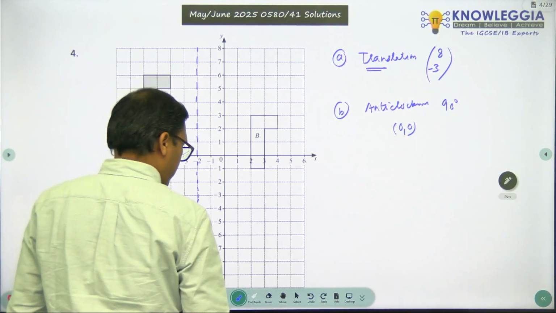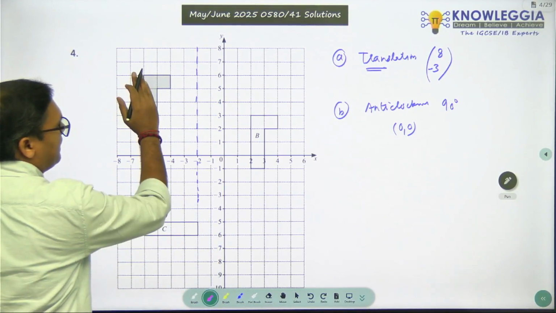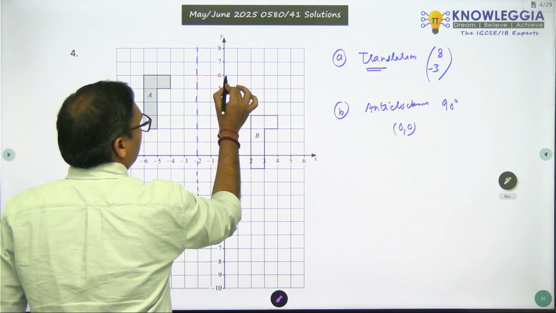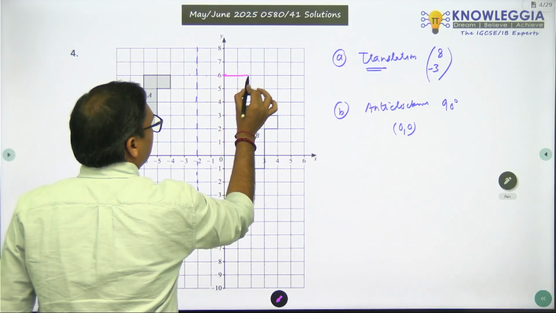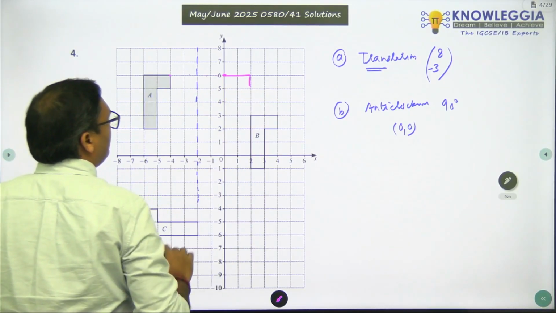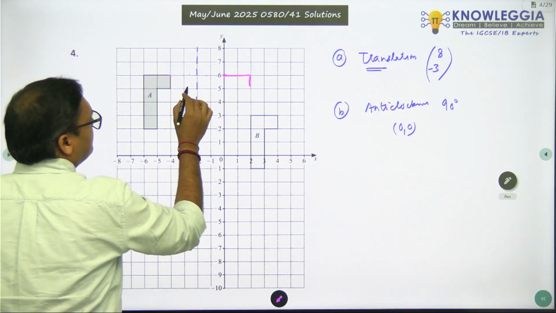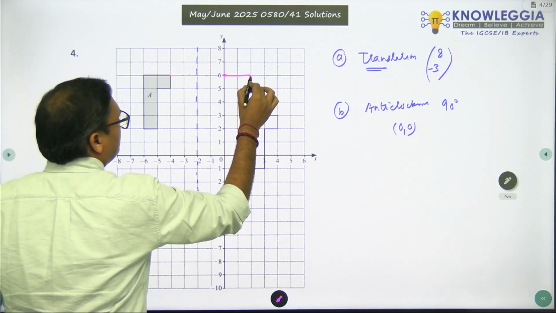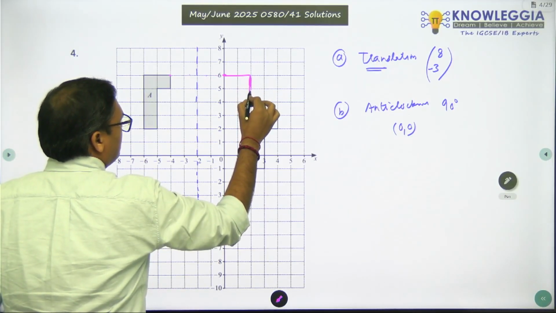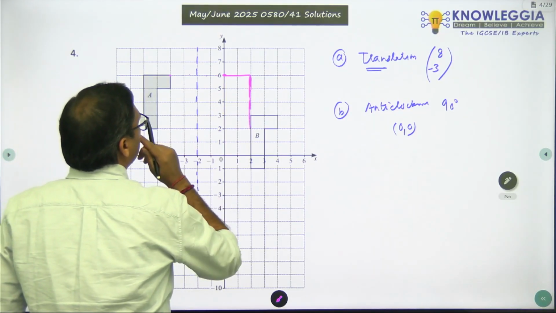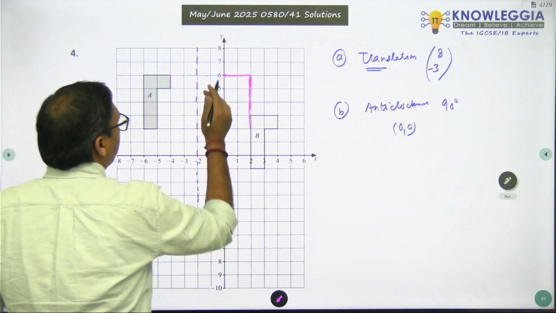How do you draw the mirror image? Take exactly the same distance on this side. You can see 2 units here, so 1, 2 units will be here. So you can see this line, and then this is going like this, the dimensions. And then you can see what this height is.